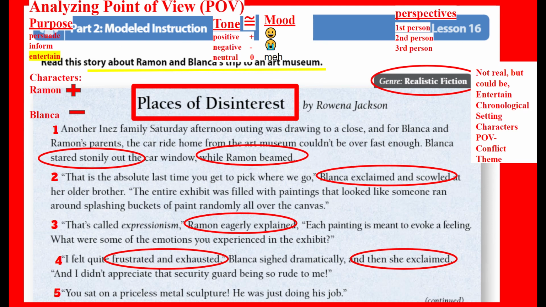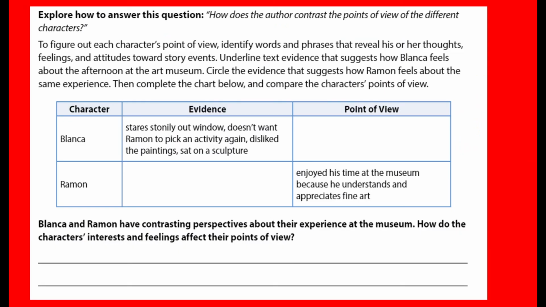All right, so let's look back. We've already underlined several things for both Blanca and Raymond. So we know that Blanca's feeling pretty negative, right, about her trip to the museum, whereas Raymond, he's excited and happy. He's overall positive about it. So let's look at the first section of our chart, which deals with Blanca. So underneath the character section, we know we're looking at Blanca. And some of the evidence for Blanca that we found in the passage is this.